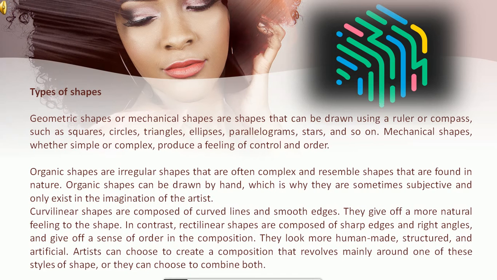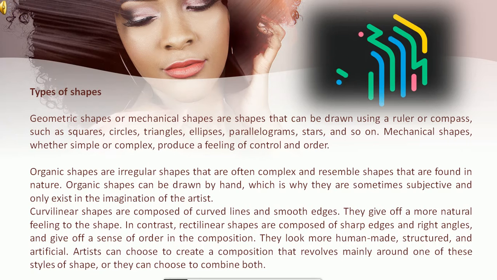Types of shapes. Geometric shapes or mechanical shapes are shapes that can be drawn using a ruler or compass, such as squares, circles, triangles, ellipses, parallelograms, stars, and so on. Mechanical shapes, whether simple or complex, produce a feeling of control and order.